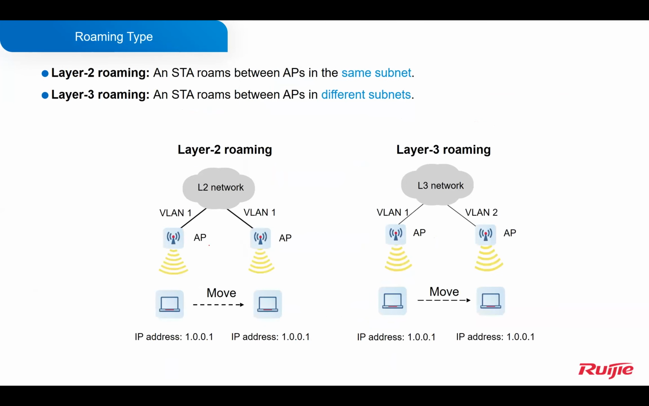For roaming, we provide two types. One is level 2 roaming, and two is level 3 roaming. So what is the difference between level 2 and level 3 roaming? The difference is the VLAN information. We can identify level 2 or level 3 roaming according to the VLAN information.